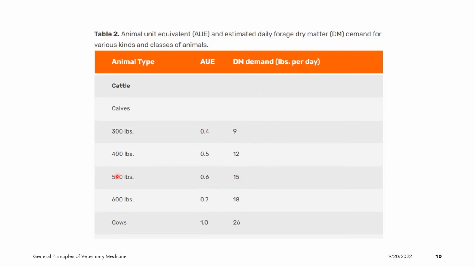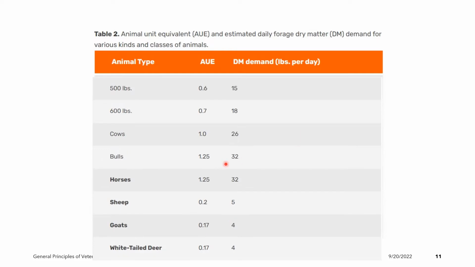So 500, for example, 500 multiplied by 0.03 is equivalent to 15 pounds per day. So we just multiply the weight of the animal with the animal intake, that is 3% on a dry matter basis.